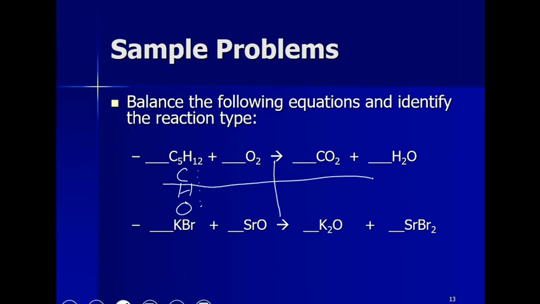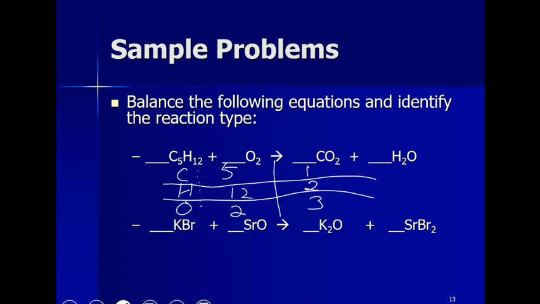So when I look at my carbons, I have 5 on the left side and I have 1 on the right side. My hydrogens, I have 12 and I have 2. And then for my oxygens, I have 2 on one side and I have 2, 3 on the other.